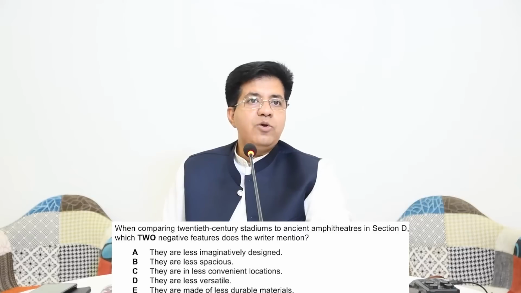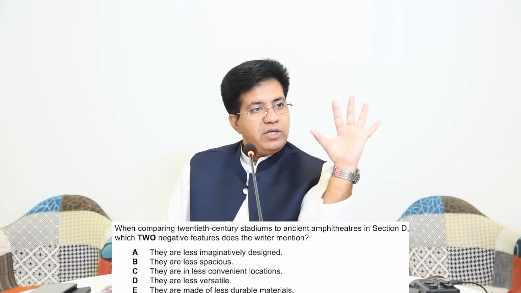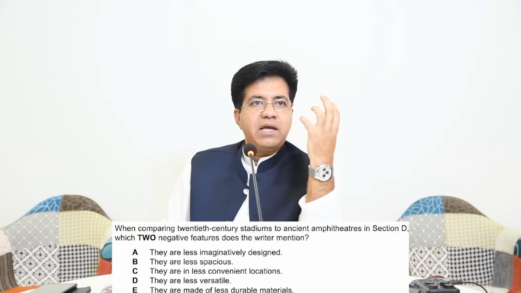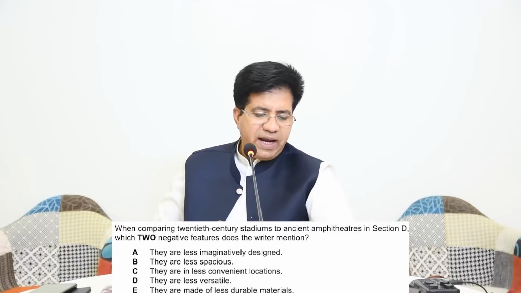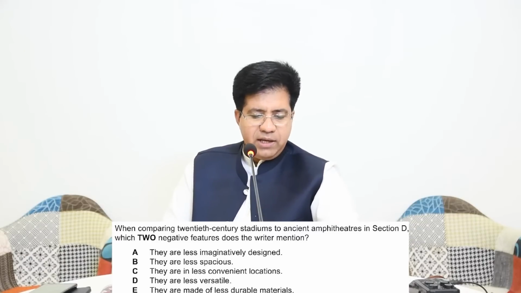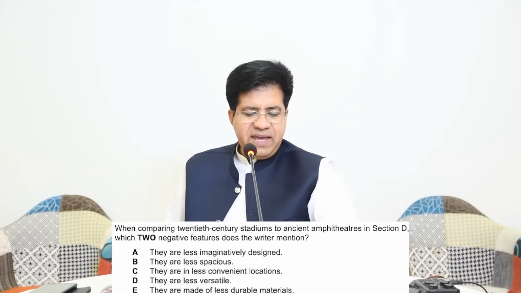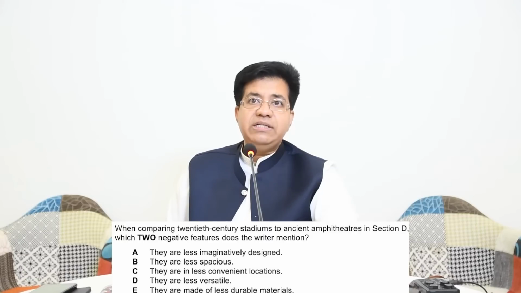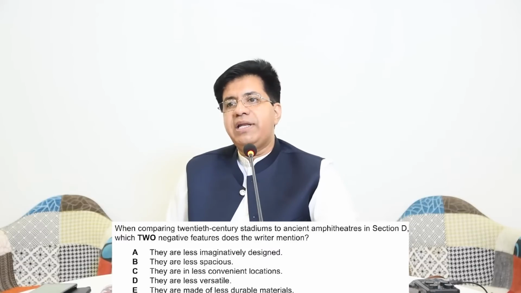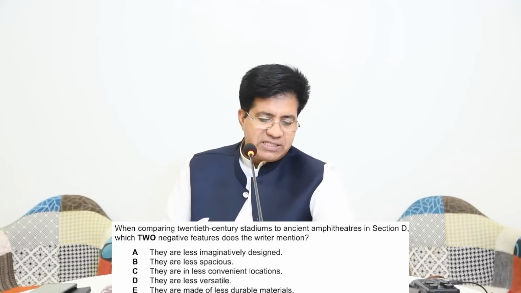And by the way, the location of double multiple choice questions is also in order. If there are, like, out of 5, you have to select 2 in one paragraph, usually you find these 2 options. Okay, now let's start. When comparing 20th century stadiums to ancient amphitheaters in section D. Section D means paragraph D. And by the way, a section can contain more than one paragraph.